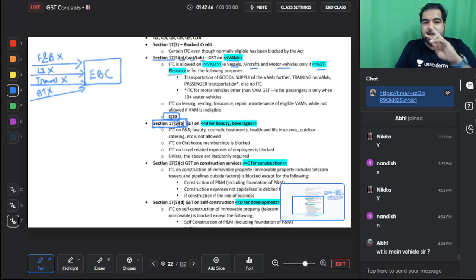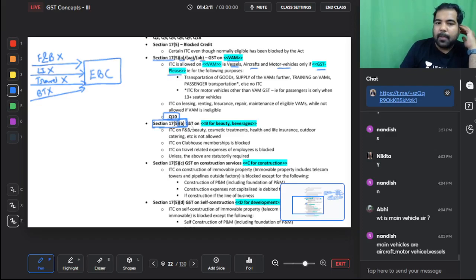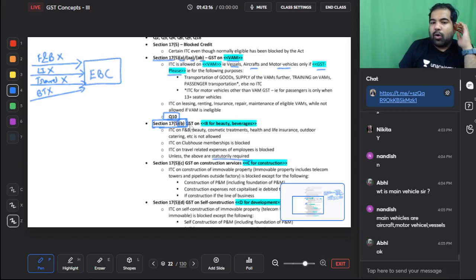There are two exceptions. One is if you're in the same line of business. Example, you are doing food and beverages, you are a caterer and you are taking this so that you can supply it ahead. Same line of business is perfectly okay. And if it's statutory required, statutory means by law it's required, then it's okay. Main vehicles are 3: VAM, vessels, aircraft and motor vehicles. That is 17.5b, unless guys it is statutory required or unless it is same line of business, otherwise guys you will not get this.